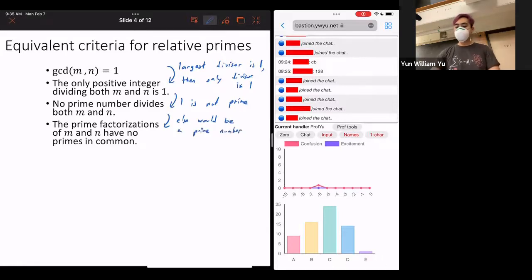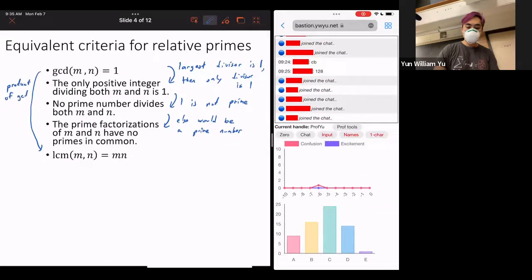Okay, and there are a number of other criteria you can go by. For example, if the least common multiple of m and n is equal to the product, that also means that the two are relatively prime. Why is that? Well, that's just by the greatest common divisor times least common multiple formula, right? The product of the GCD and LCM is the product of the two original numbers. So if you check any of these things to be true, or any of these things to be false, then you automatically know whether or not the numbers are relatively prime.